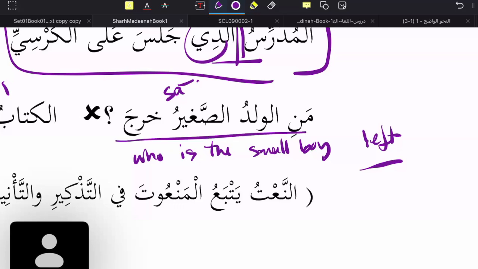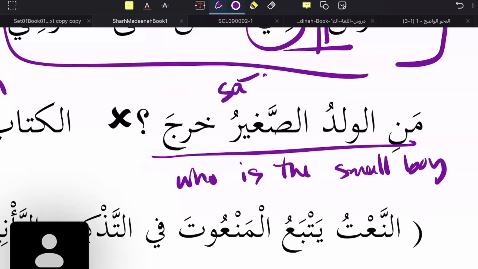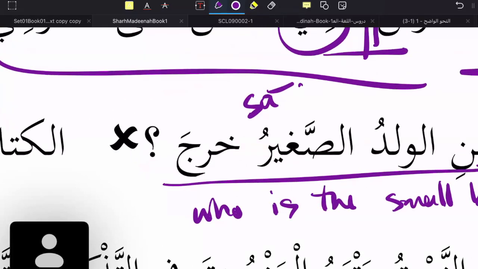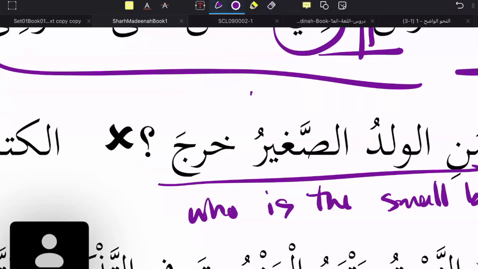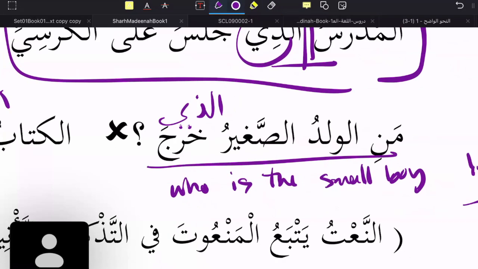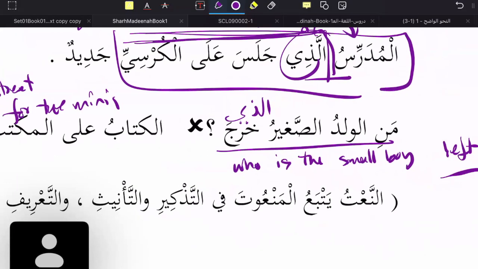So that's what's happening here. We know what you're trying to say based on the words that you're using, but it is not complete. This is not how we say it. We need to have ism mawsul. So we say alladhi here. Okay, so then it will make sense. Manil walad saghiru alladhi kharaja. Okay, who is the small boy who left?